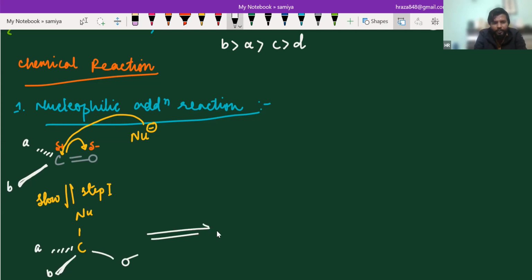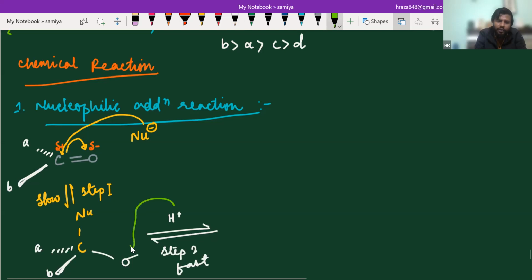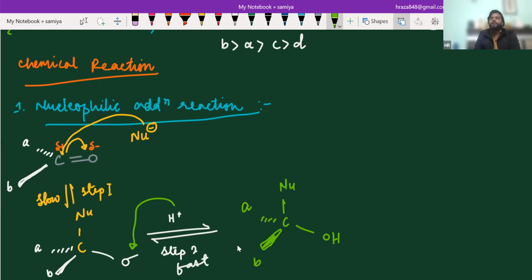In the next step, it will react with H plus, that means acid. This is your step 2, which is fast. So H plus will directly go to oxygen, because it has negative charge, so it will attract H plus and form OH. This is your B and this is your A. This type of reaction is known as nucleophilic addition reaction. Nucleophile attacks the electrophilic center of the reactant and a product is formed. The geometry will be planar because carbon has sp2 hybridization. Please do write.